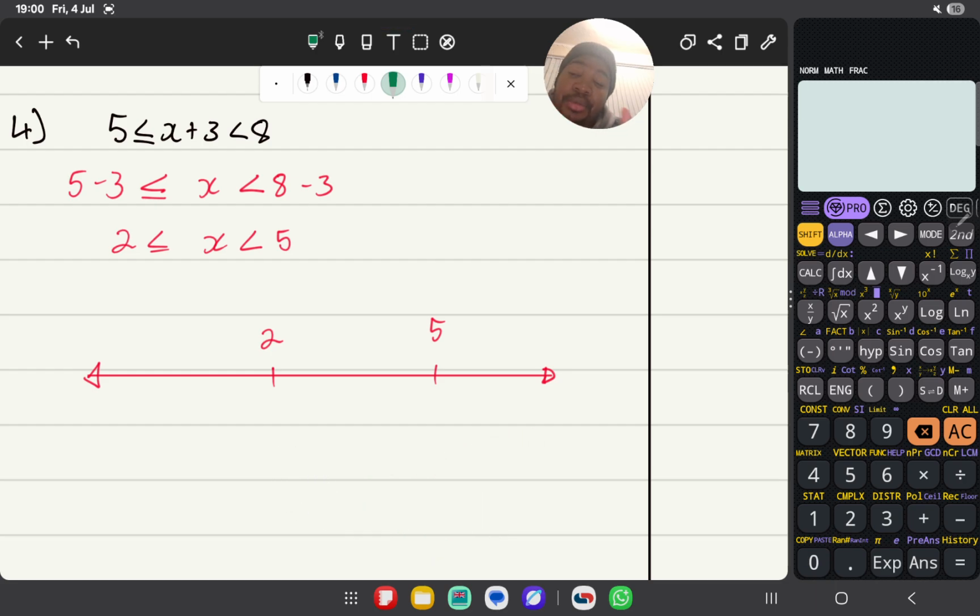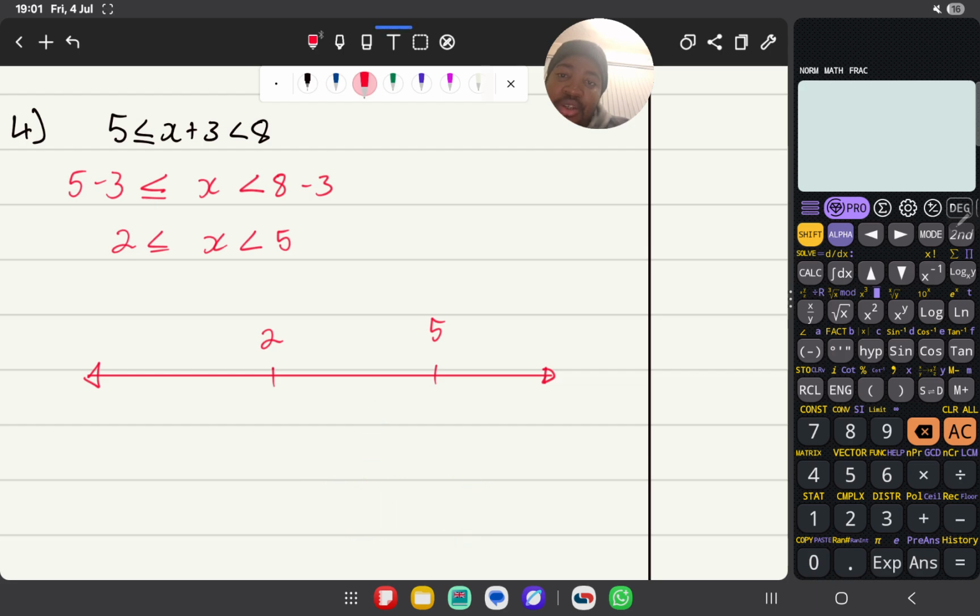So now if we pick a number smaller than 2, say 0, you're going to have 0 plus 3, that's 3, and 8 minus 3 is 5. We look at it, this is correct, but 5 is not smaller than 3. Do you understand? So therefore it's very clear that the answer is between here. That's where x values are located.